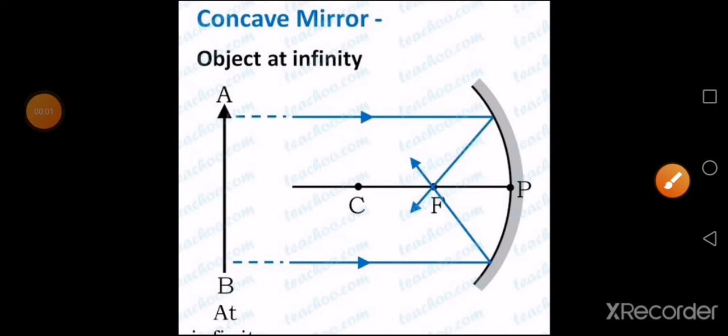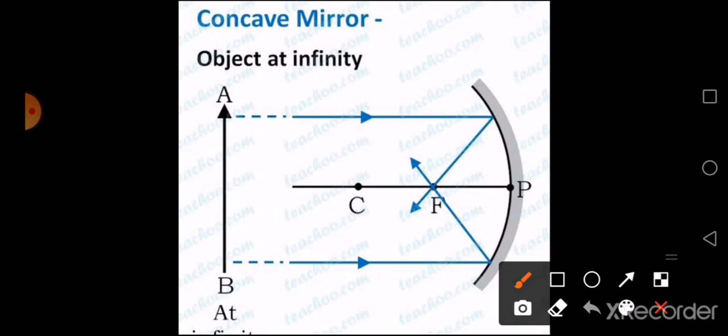First, let us consider for a concave mirror if the object is at infinity. If the object is at infinity, you can consider any two rays coming from infinity. That is, it will come parallel to your principal axis, and according to the rule, a ray of light coming parallel to the principal axis after reflection will pass through the focus. So the image you are going to get is at the focus.